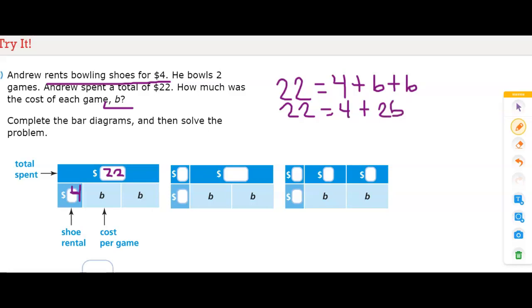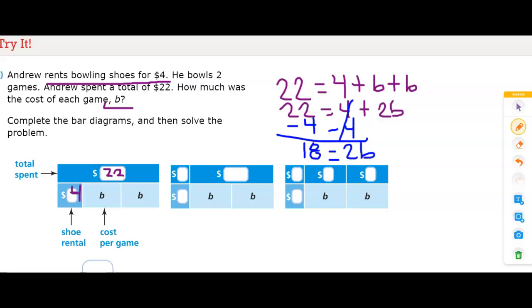And so now we need to isolate the term with the variable. So we're going to do the subtraction property of equality. So we're going to subtract the 4 from both sides of the equation. And now we have 22 minus 4, which gives us 18. And that is going to be equal to 2 times B.